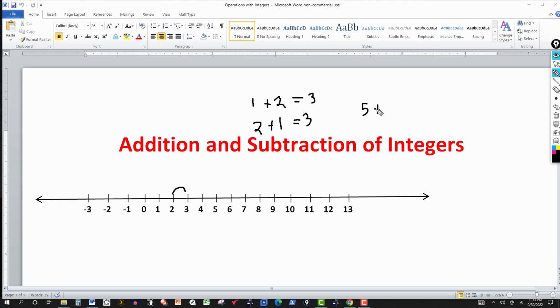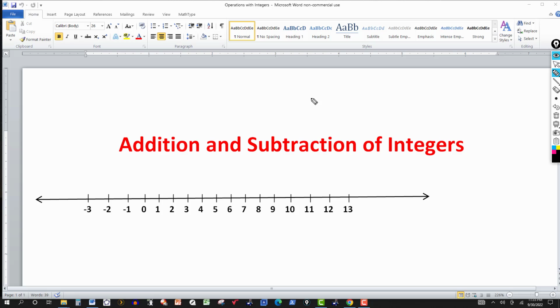Let's start with 5. Add 5. Okay, so I start at 5 right there. And then I go 5 more to the right. So go 1, 2, 3, 4, 5. I go 5 units to the right of 5, I land at 10. So 5 plus 5 is 10. Now I can say that's positive 10, but it's understood. So if you're adding the positive integers, these are the positive integers right here, and then to the left of 0 are the negative integers, and of course 0 is considered neutral, neither positive nor negative.